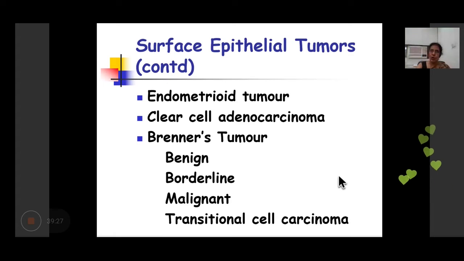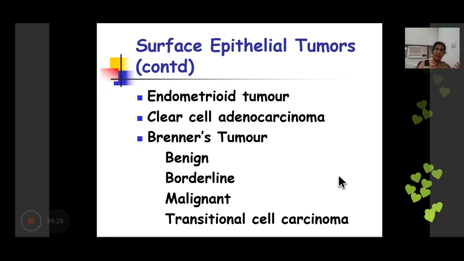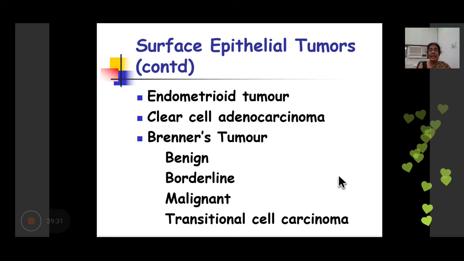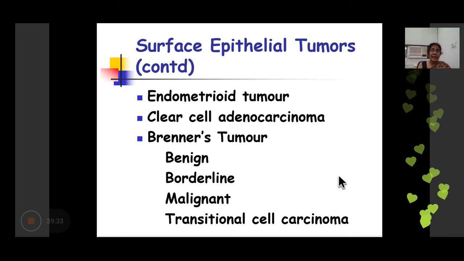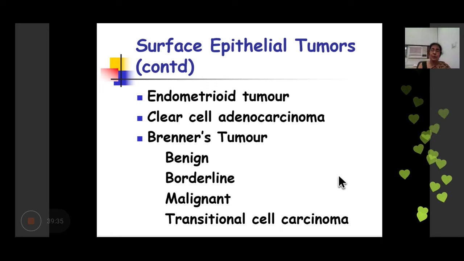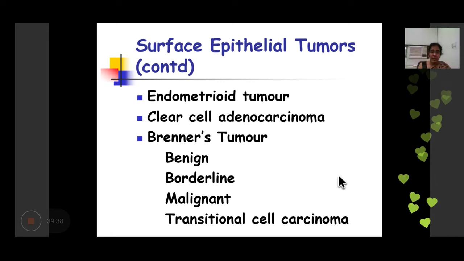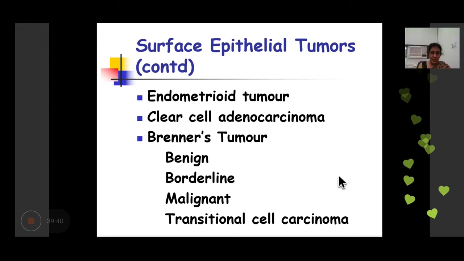So coming on to the third type of the surface epithelial tumor, which is the endometrioid tumor, and that would be lined by tall columnar cells with a dense pink cytoplasm resembling the proliferative endometrial cells.